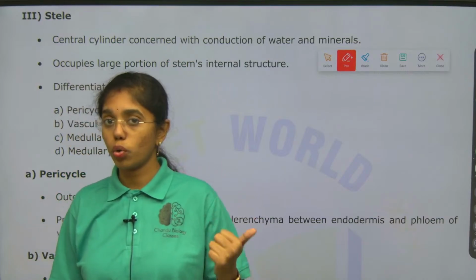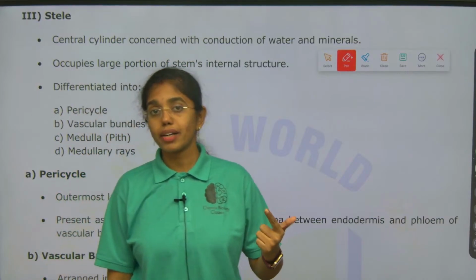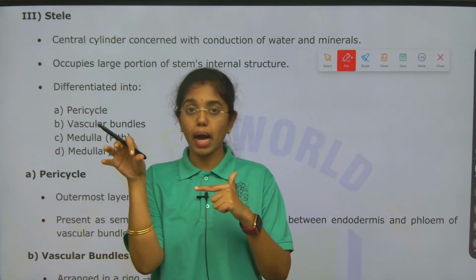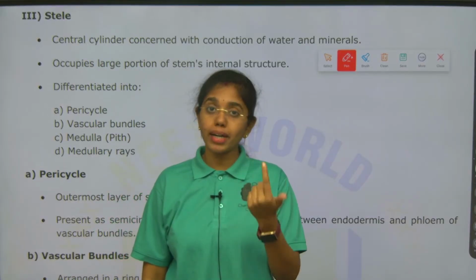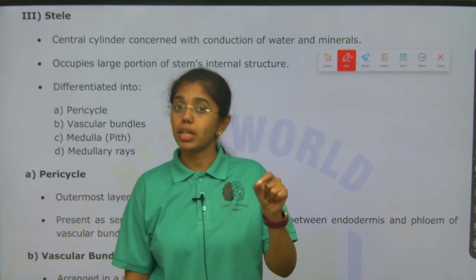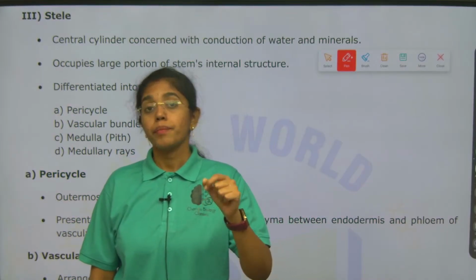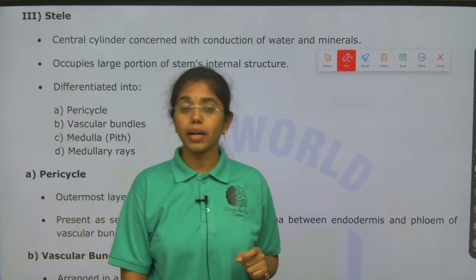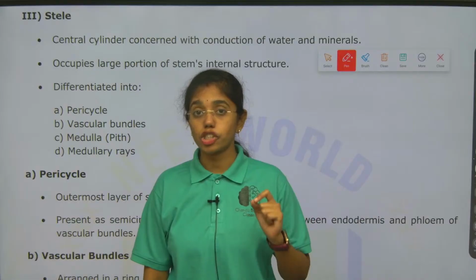hypodermis, which is made up of collenchyma. Next to that, general cortex, which is made up of parenchyma, of which the outer layers are chlorenchyma. We will call it chlorenchyma because it contains chlorophyll in it. After which you have endodermis, which stores starch, and that is why you will call it what? Starch sheath.